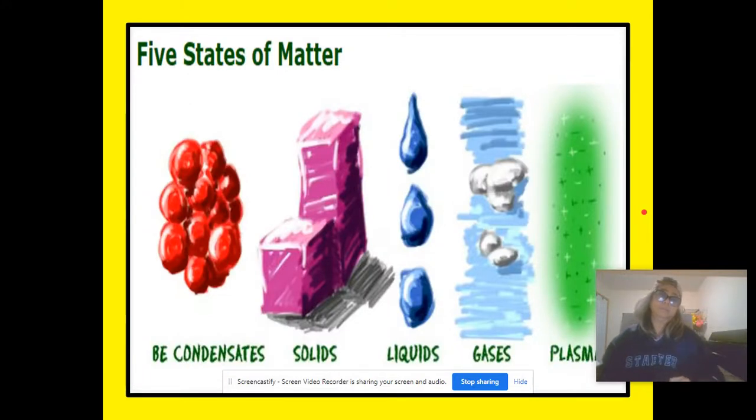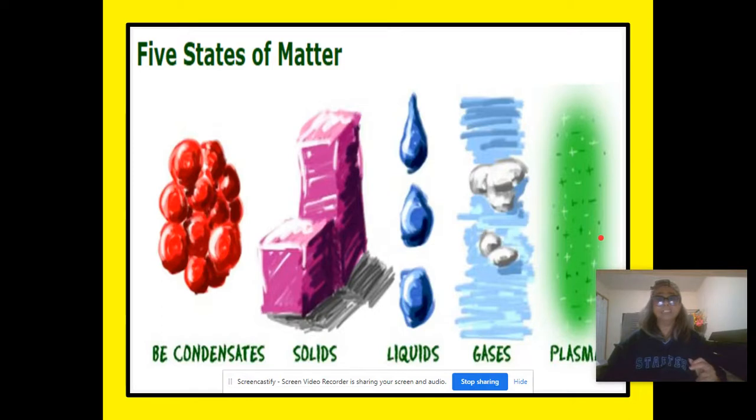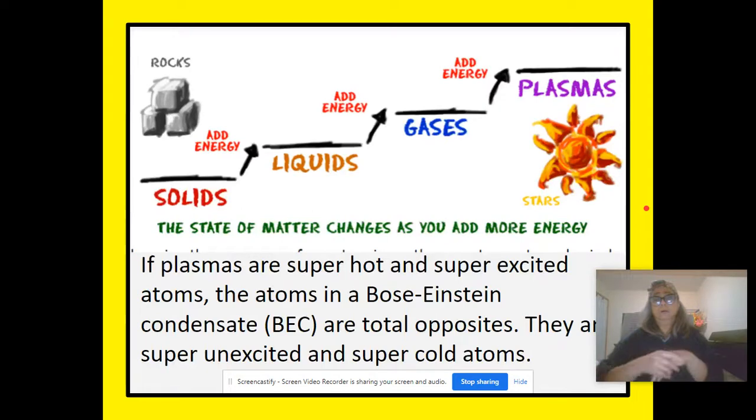So here's a visual representation of how the particles are arranged. So for solids, you can see that the particles are tightly packed together. And liquids are kind of far from each other, and gases are farthest apart from each other, in constant random motion here. And plasma and the BECs. So what are these? The BECs and the plasmas.